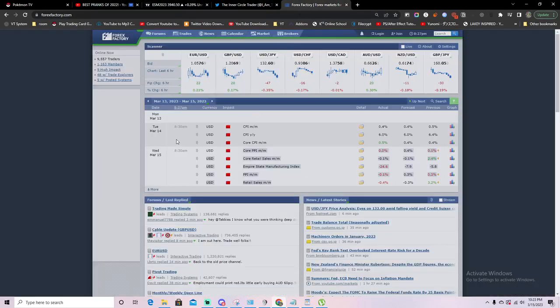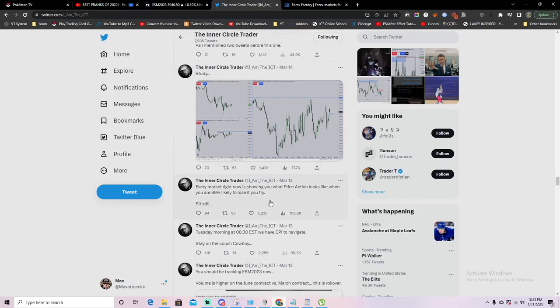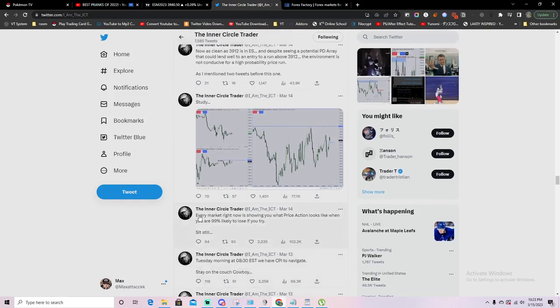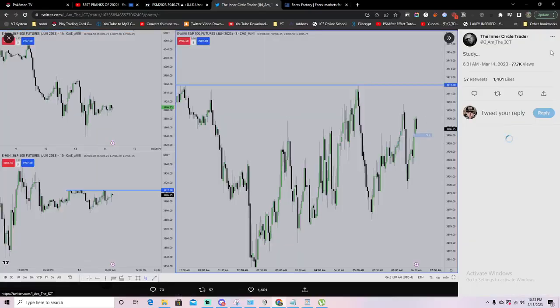Now the next day was Tuesday, March 14th, where we had CPI pretty much all day. So we're gonna start looking at ICT's tweets for the 14th. "Every market right now is showing you what price actually looks like when you are 90% likely to lose if you try. Sit still." So now you're probably thinking, well, ICT is saying this. Or I'm probably thinking even, why would I still be looking at price action? Study. The next thing he tweets, "study," okay?